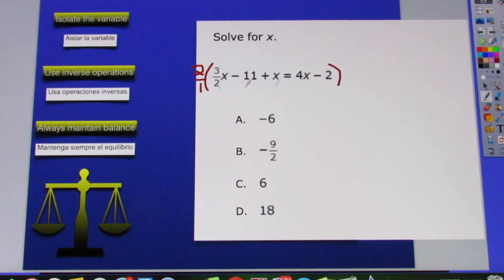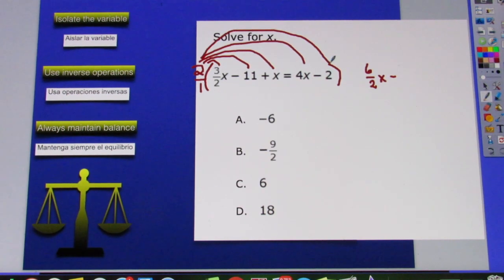2 times 3 is 6. So we have 6 over 2x minus, and we have to multiply this 2 by everything in the entire equation. So 2 times negative 11 is negative 22, so minus 22. And 2 times x is 2x.